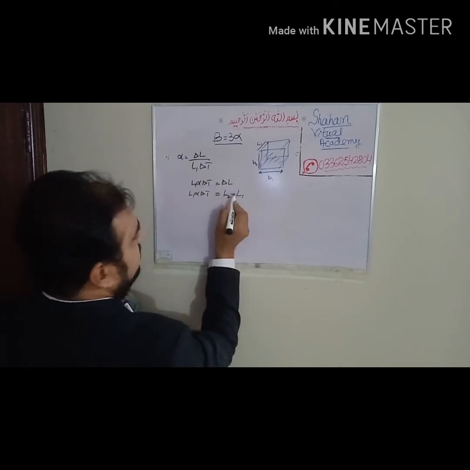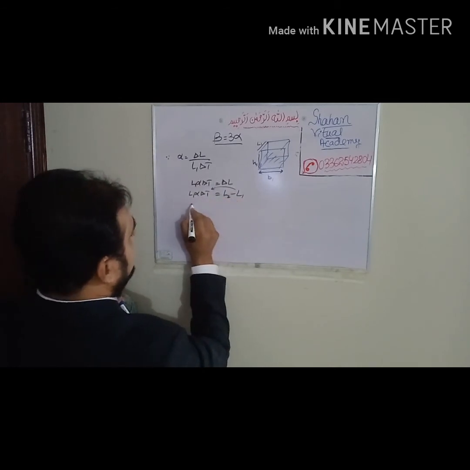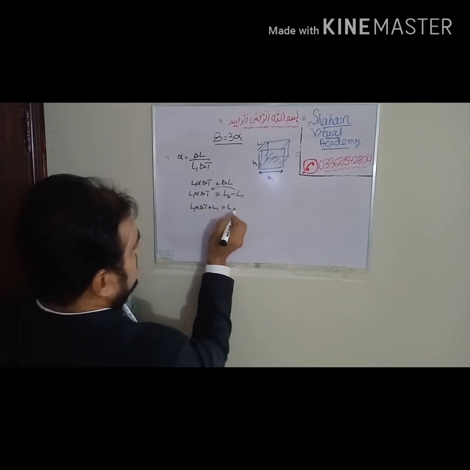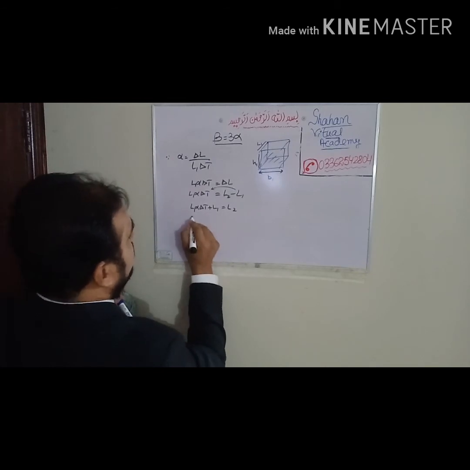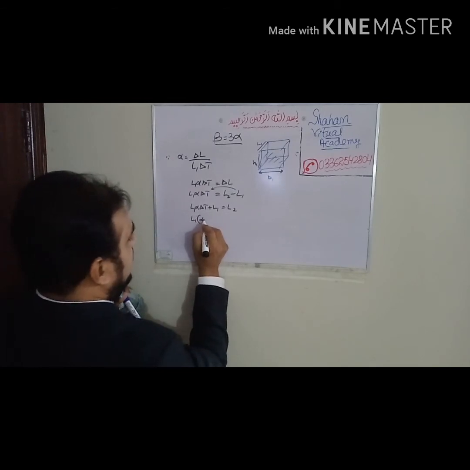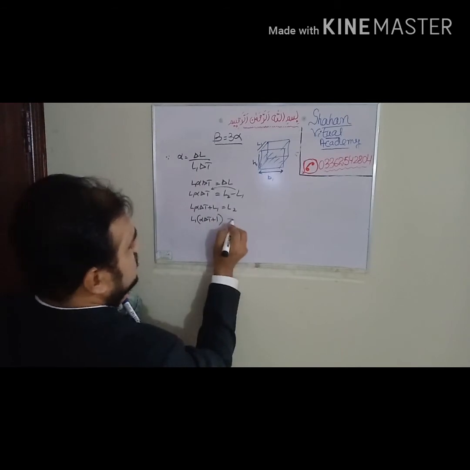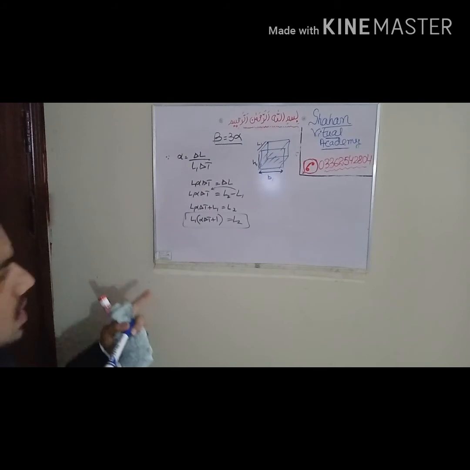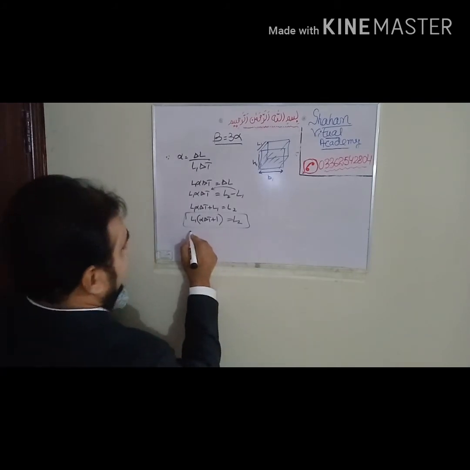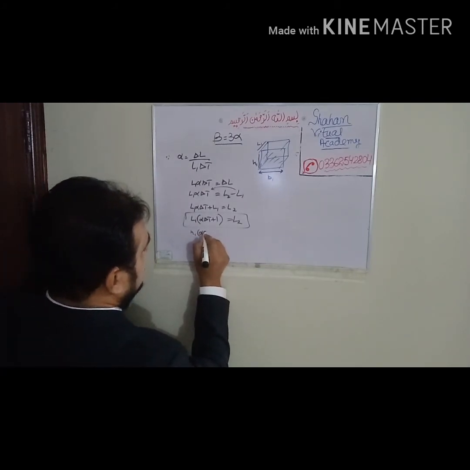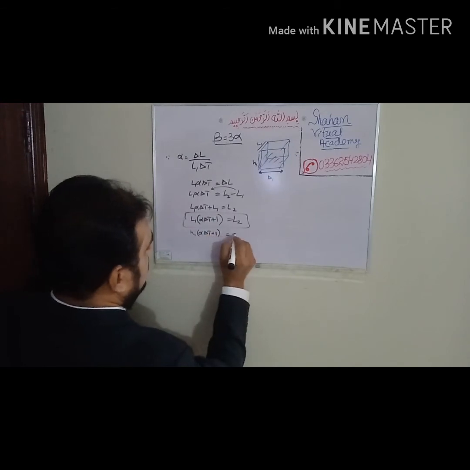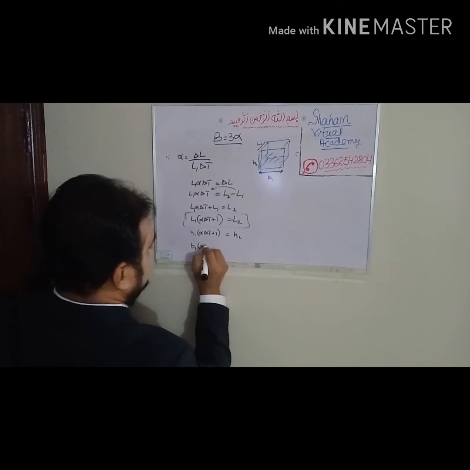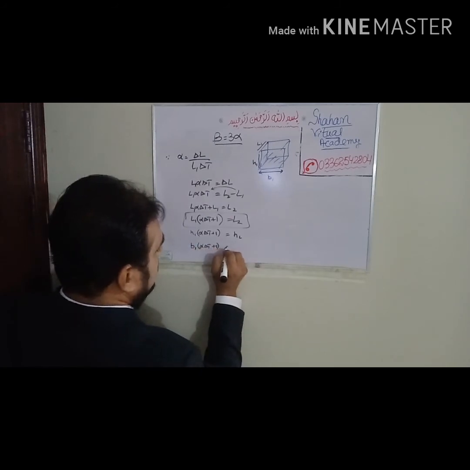And simply when we move L1 to the left side, it becomes positive. It's simple mathematics. We take the common factor from this side: L1 (alpha delta T plus 1) is equal to L2. And in the same way, H1 (alpha delta T plus 1) is H2, and B1 (alpha delta T plus 1) is B2.